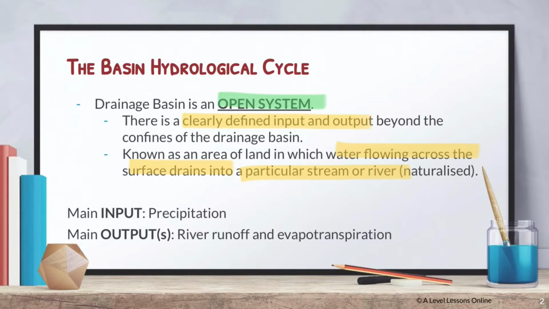Your main input that you would learn in this topic would be precipitation. Precipitation is basically rainfall, very simple. And your main outputs would be river runoff and evapotranspiration. We'll jump into exactly what each one of these are in a bit.